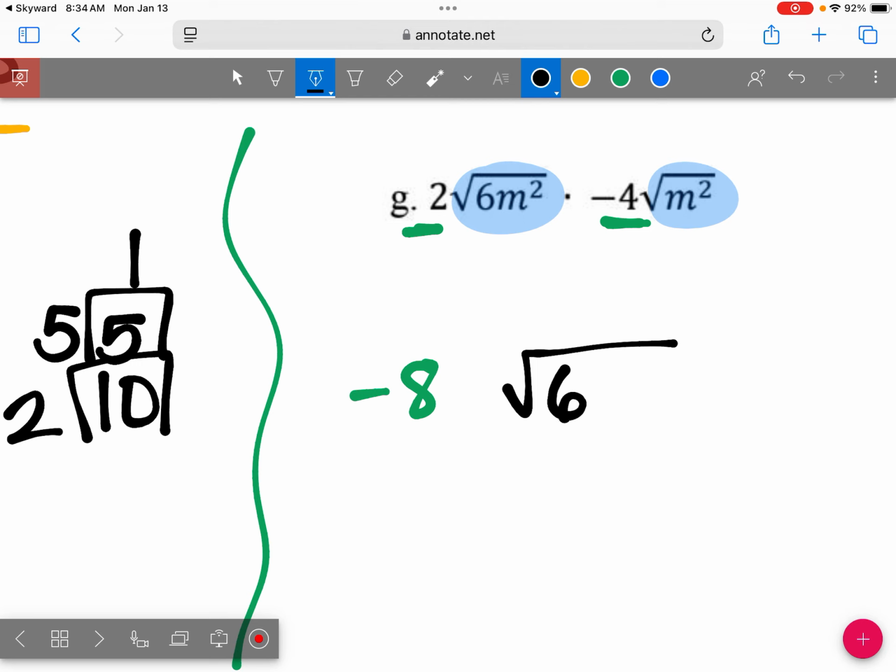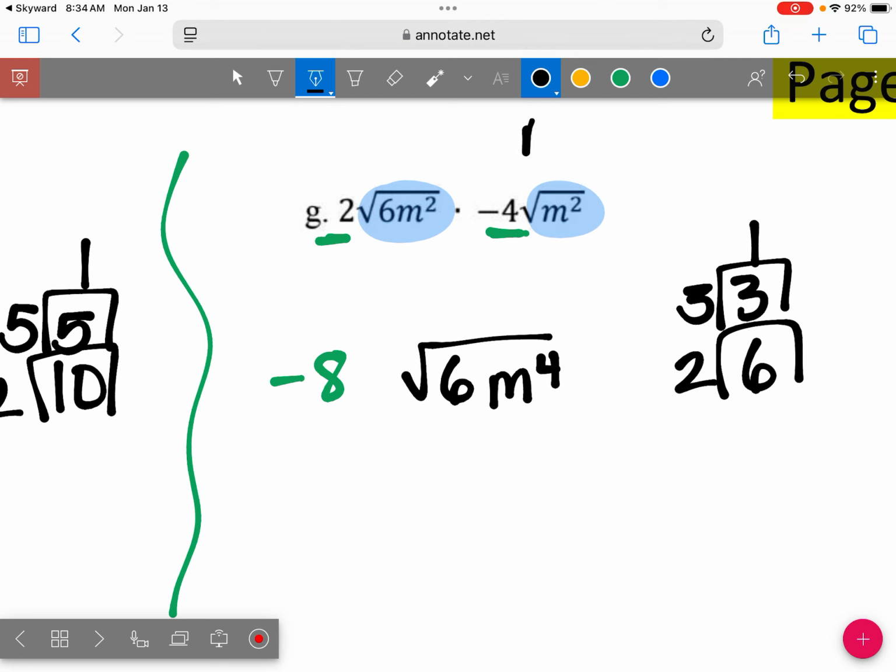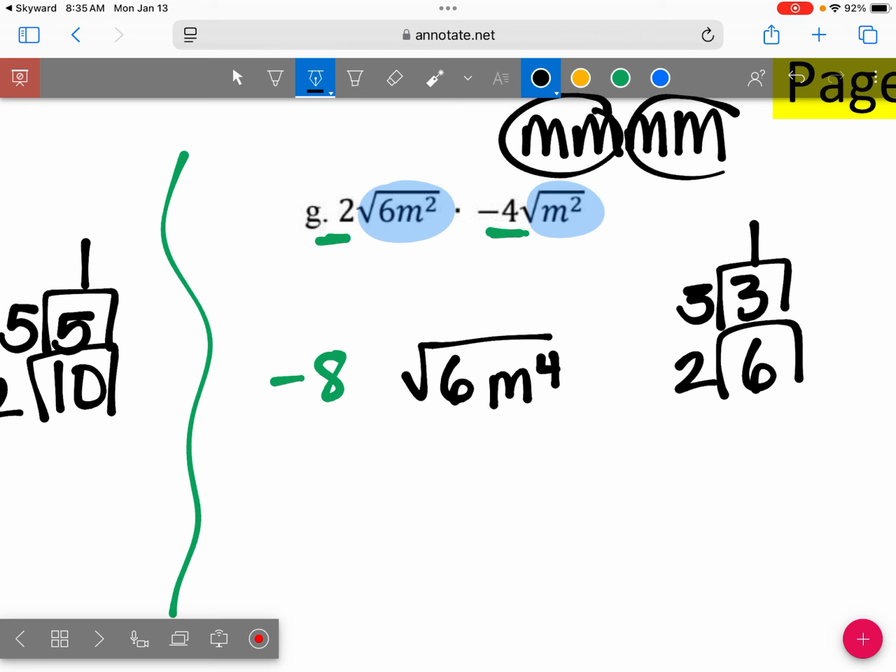And when I add m squared and m squared, I have 4 m's. When you make your cake with the 6, we didn't get any pairs. 6 does not have a pair, so that entire 6 has to stay. But with the m's, how many pairs could you make with 4 m's? 2. So the m squared can come out with the -8. So you have -8 m squared, and then the square root of 6.